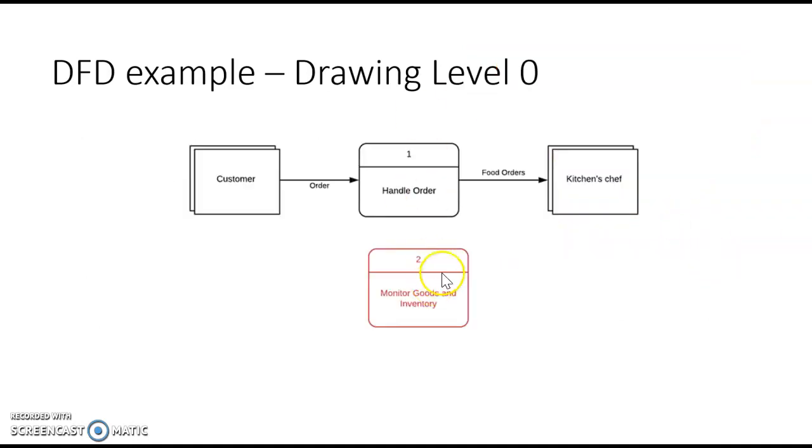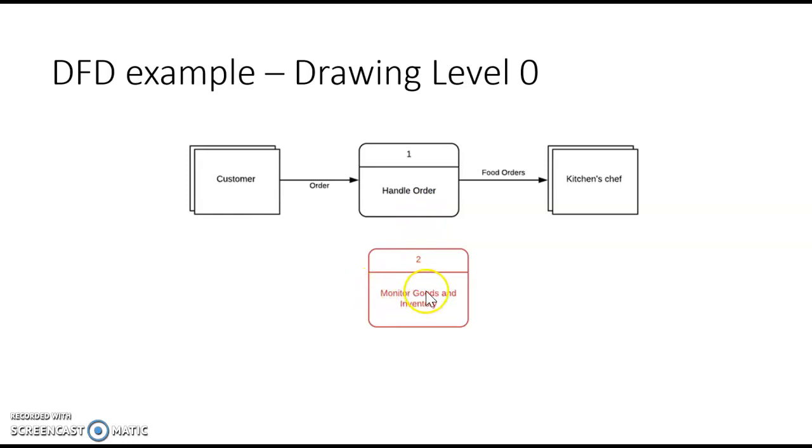Okay, so I place a second process. I can see that this is called 1 because that's the first thing that happens in the system, and this is called 2, monitor goods and inventory. Well, this requires an input and an output. So what does it need as an input?